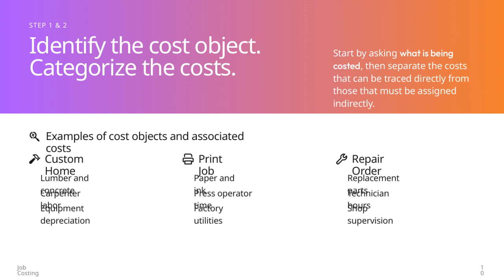In a print job, direct costs would be the paper, ink, and press operator's time, whereas factory utilities would be an indirect cost. Similarly, for a repair order, replacement parts and technician hours are direct costs, while shop supervision is an indirect cost. Understanding how to properly classify these costs is crucial because it impacts the accuracy of the job costing and ultimately helps in making better financial decisions. This step lays the foundation for all subsequent calculations in job costing.